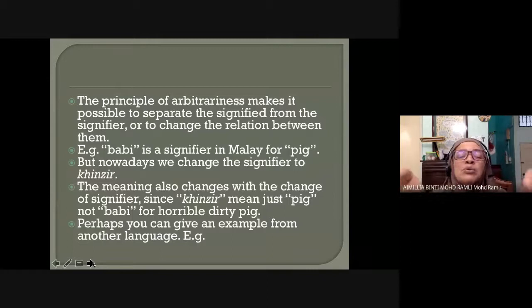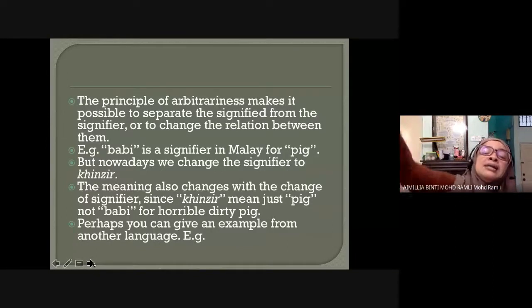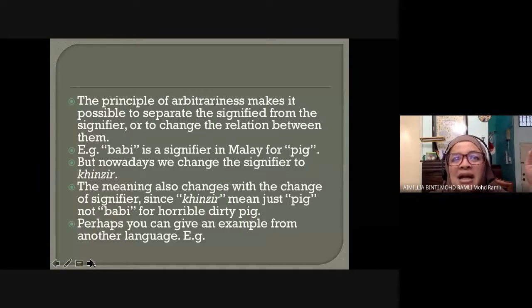So nowadays we change the signifier. If we have a word that has a negative connotation, we tend to change it. We can change it to kinze. Kinze is fairly neutral at this moment. Maybe in the future, who knows? Maybe kinze will become a negative word. So we have to change again. So perhaps you can give an example from another language. Okay, to save on time, maybe later we can have some examples from you.